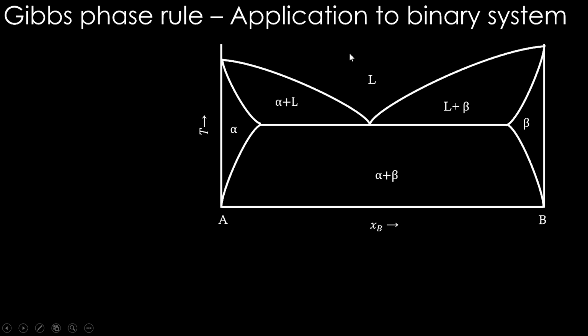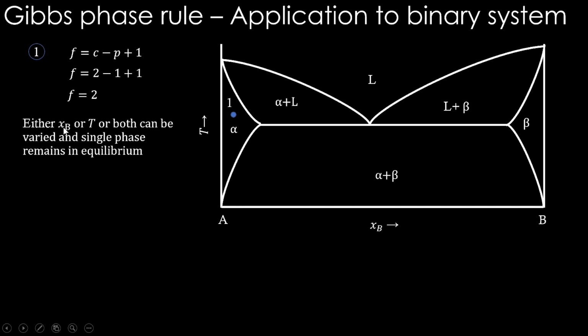So what is the meaning of it? Let's see how Gibbs phase rule applies to a binary system. Let's think about this point here, point 1. According to Gibbs phase rule, F is equal to C minus P plus 1, right? How many phases are there here? Alpha phase, only one phase. How many components? A, B, 2 components are there. Then F is equal to 2 minus 1 plus 1. Number of components 2, phases 1. So F turns out to be 2. What does it mean? It means that either XB or temperature or both can be varied and single phase remains in equilibrium.